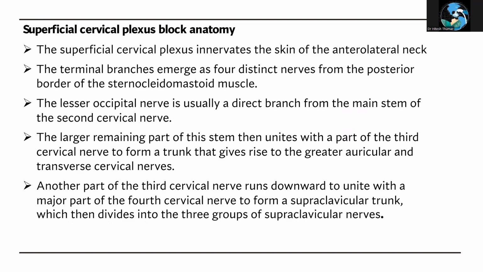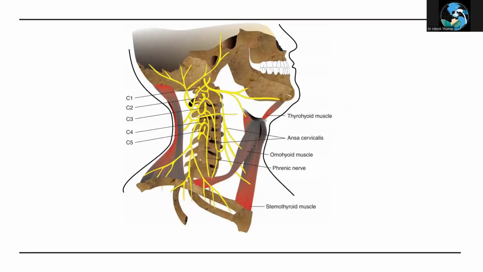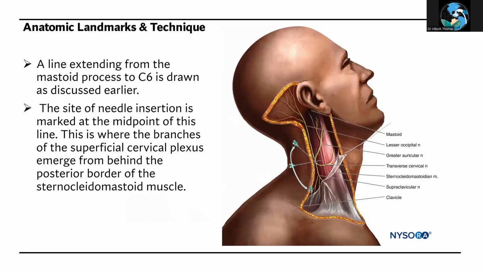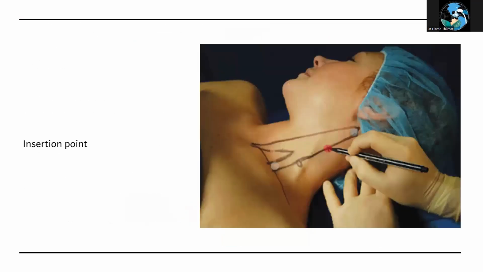So coming to the superficial cervical plexus block, it's very easy. Here the same line is present. The blue line is the mastoid process, the gray line is the clavicular end, and the round line which is not colored is the Chassaignac's tubercle. In between the Chassaignac's tubercle and the mastoid process, you must take the midpoint. This midpoint is the needle insertion point for the superficial cervical plexus.